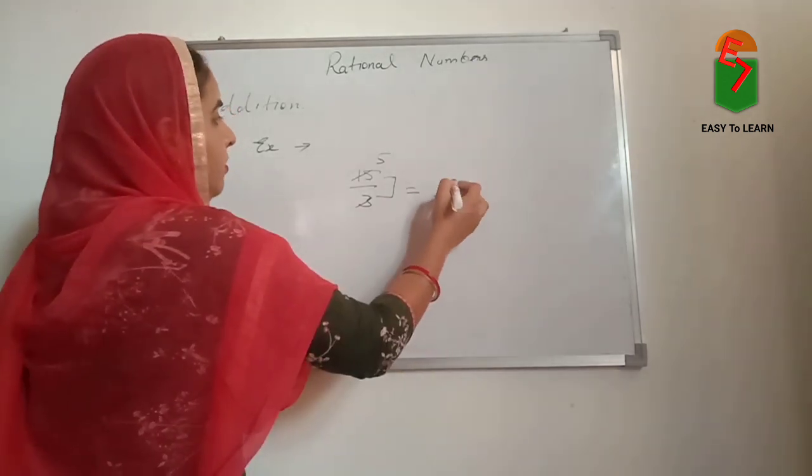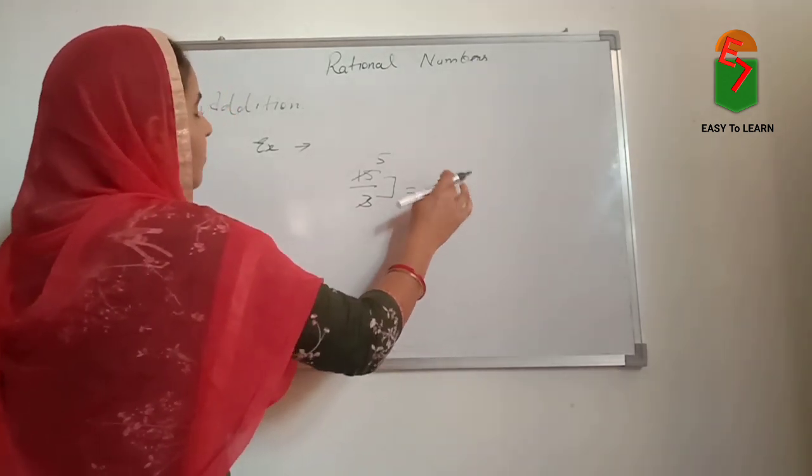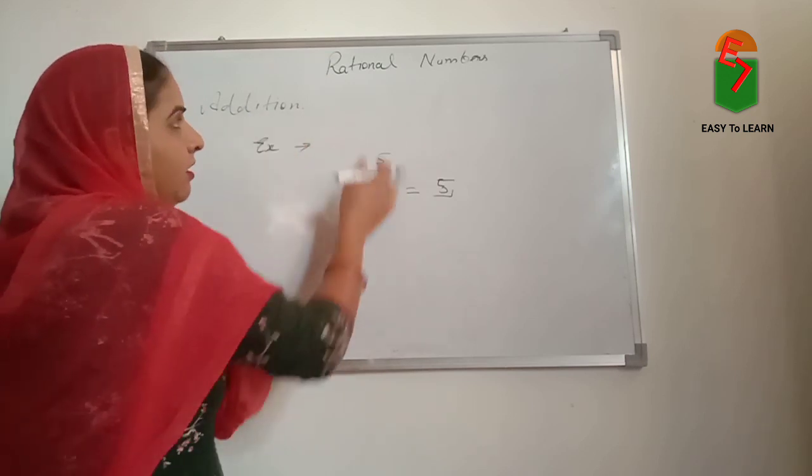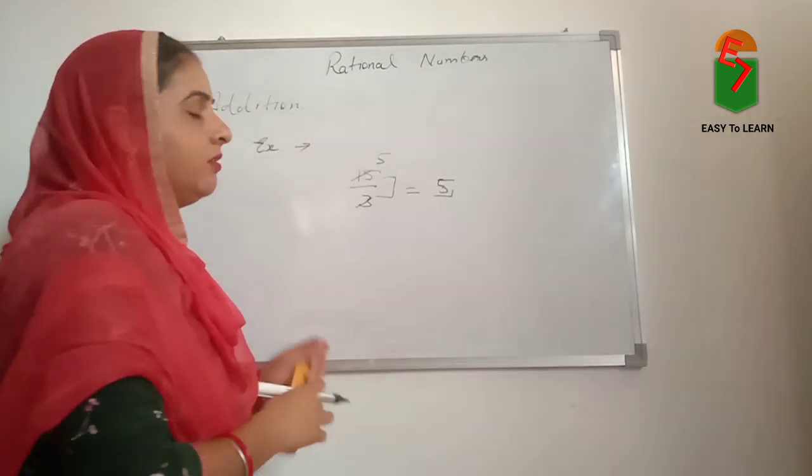So by this way we can add rational numbers.